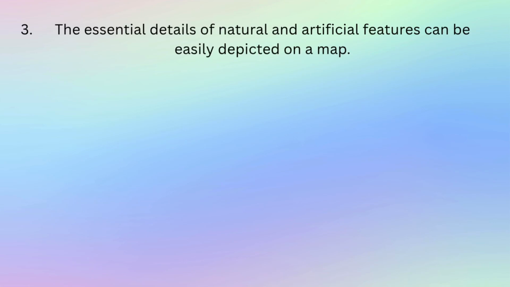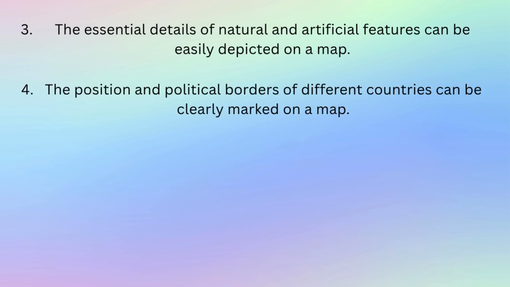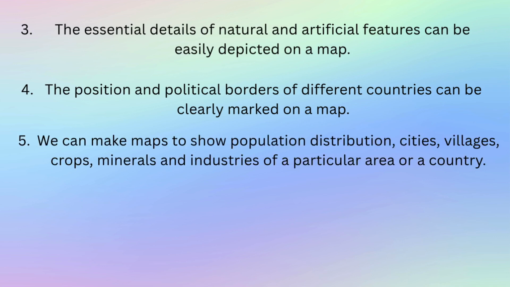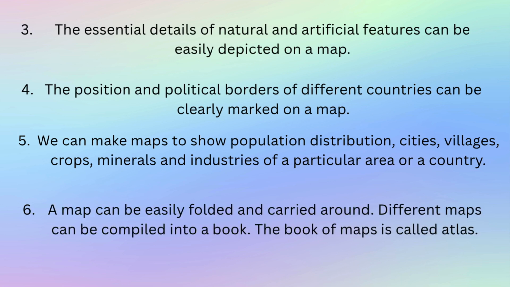3. The essential details of natural and artificial features can be easily depicted on a map. 4. The position and political borders of different countries can be clearly marked on a map. 5. We can make maps to show population distribution, cities, villages, crops, minerals and industries of a particular area or a country. 6. A map can be easily folded and carried around. Different maps can be compiled into a book. The book of maps is called atlas.